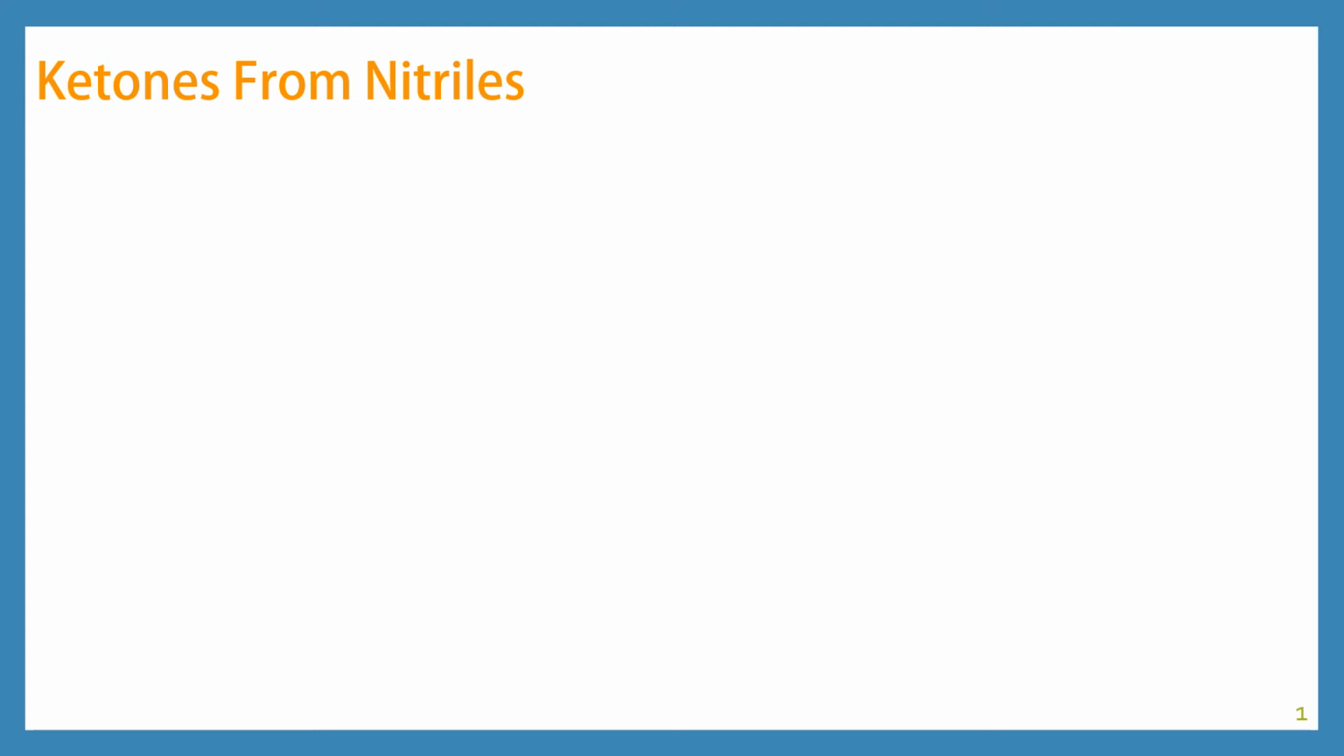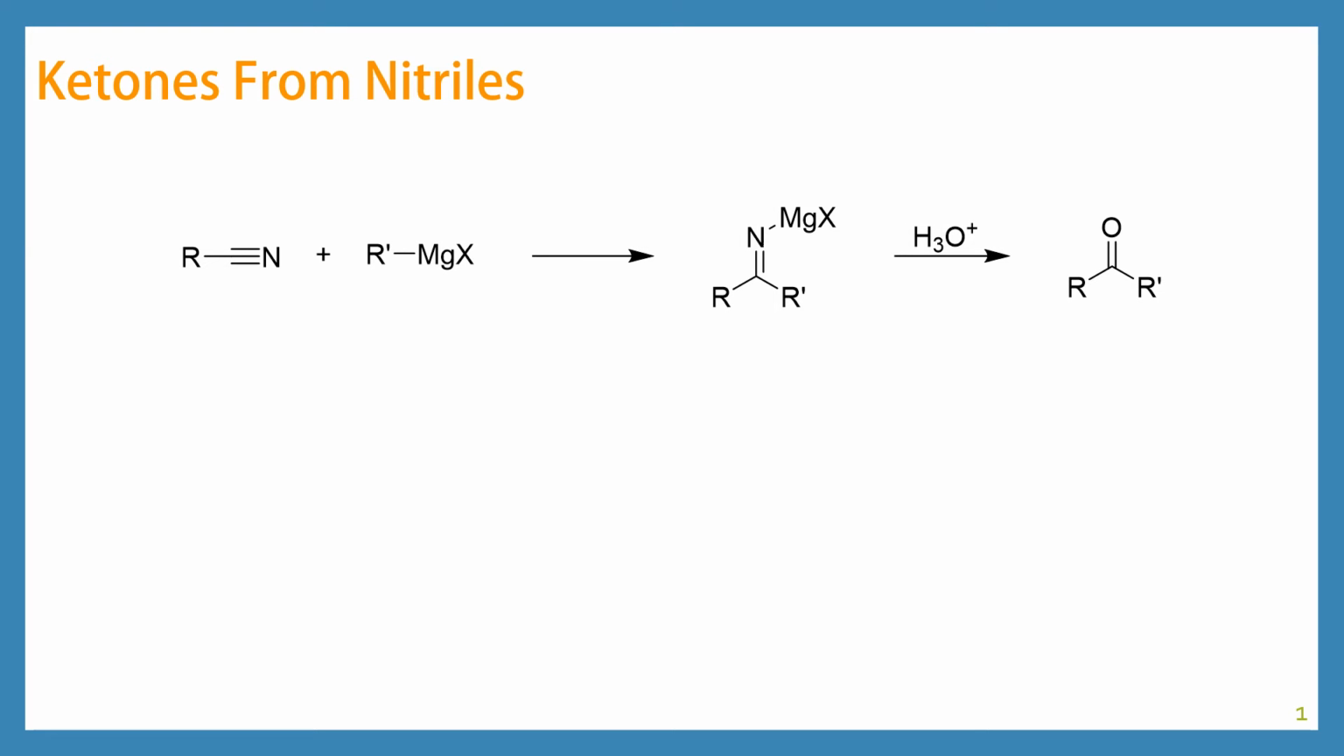In this video, we're going to learn how to synthesize ketones from nitriles. So remember, a nitrile is the functional group CN. There is a triple bond between the carbon and the nitrogen, and a lone pair on the nitrogen. Now, this can actually be reacted with a Grignard reagent, which is what we're seeing in this top line here.